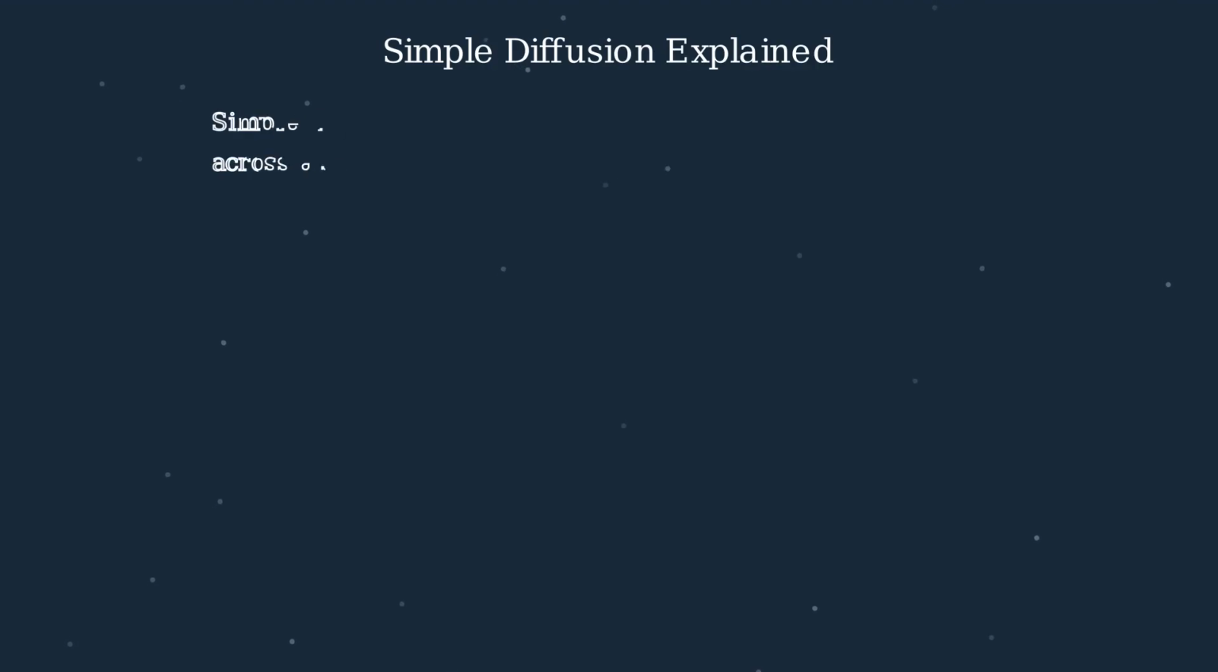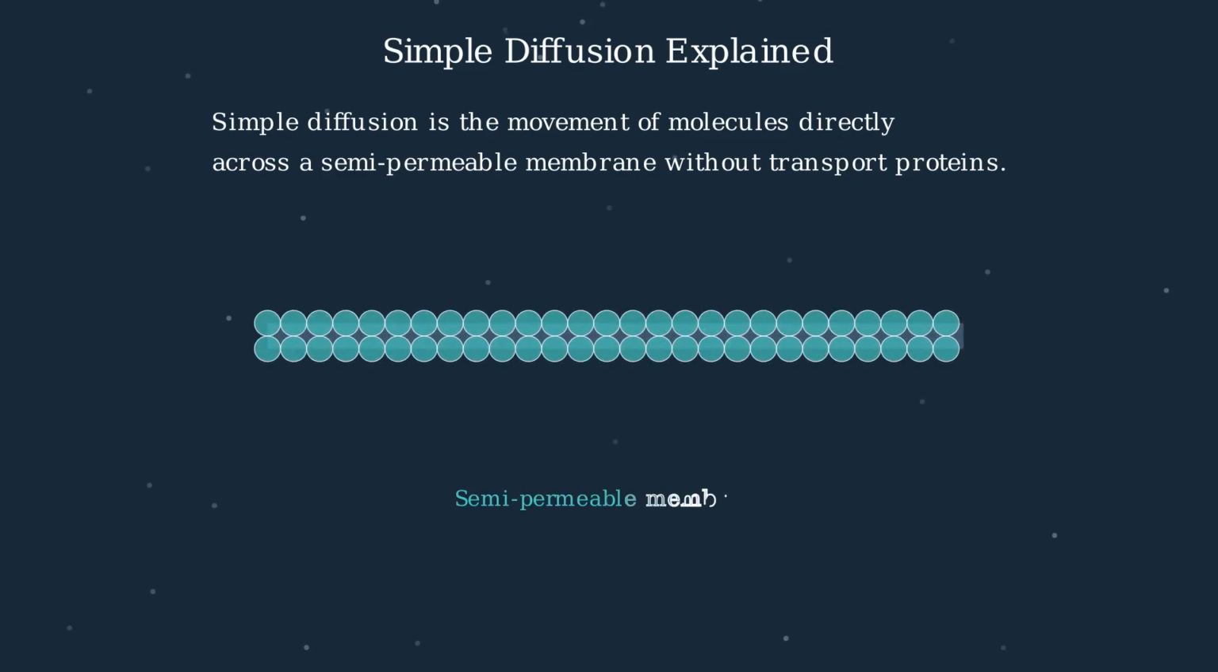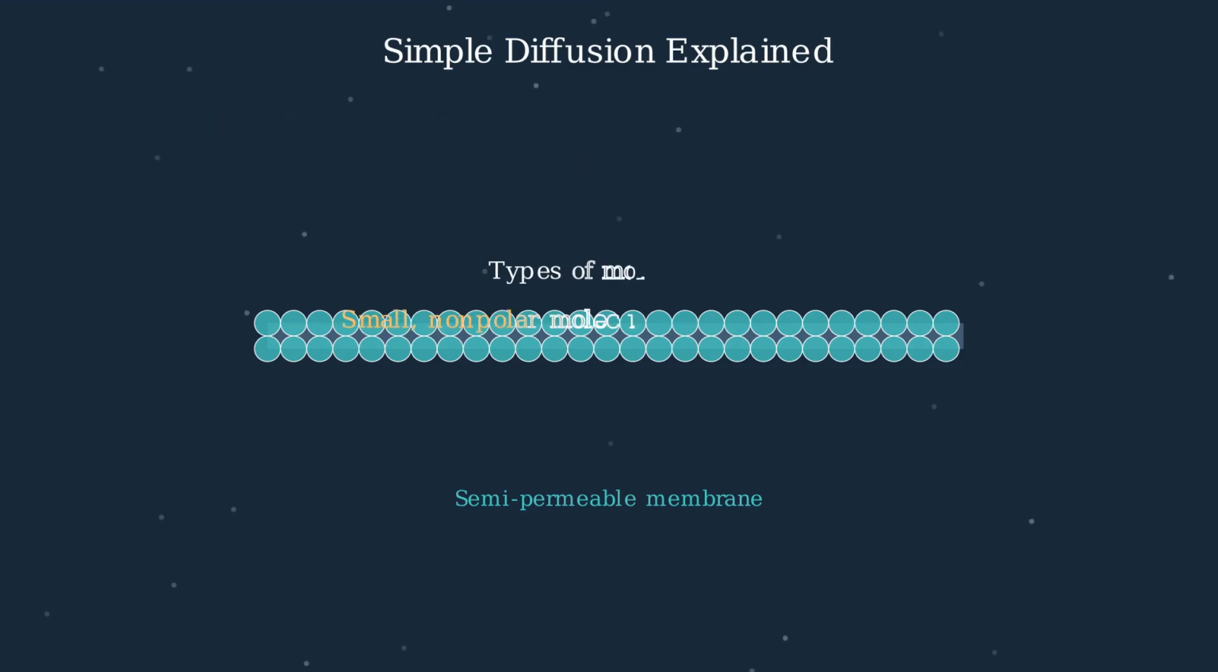Simple diffusion is the movement of molecules directly across a semi-permeable membrane without the help of transport proteins. The cell membrane is composed of a phospholipid bilayer that acts as a selective barrier. Small nonpolar molecules like oxygen and carbon dioxide can pass through the membrane directly through a process called simple diffusion. These small molecules can slip between the phospholipids in the membrane without requiring any additional proteins.